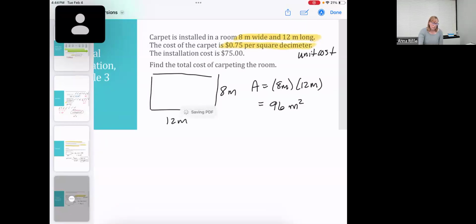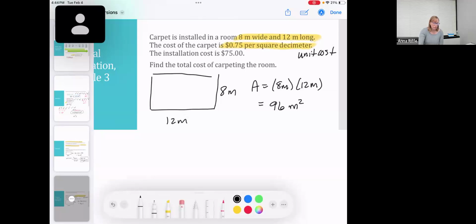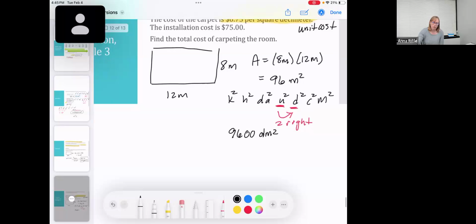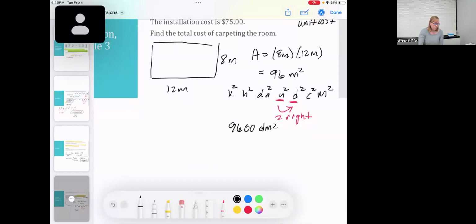We are given cost in decimeters, not in meters. So let's go ahead and convert that to decimeters. King Henry died unusually drinking chocolate milk. We're going to put squares on them to remind us we're in area. We're starting with meters, which is the base unit, and we're going to decimeters. So we're going to go 2 to the right. So that gives us 9,600 or 100 square decimeters as our area in decimeters.